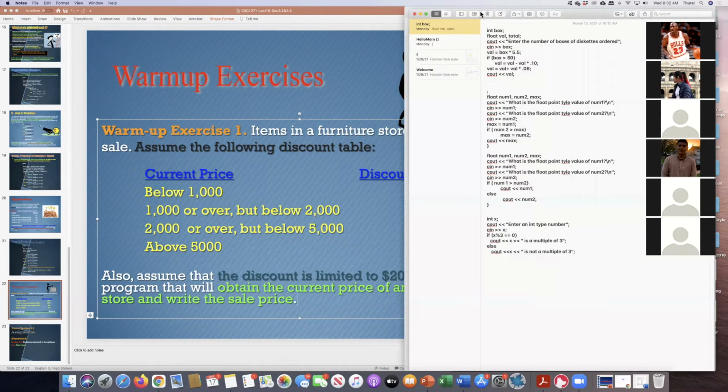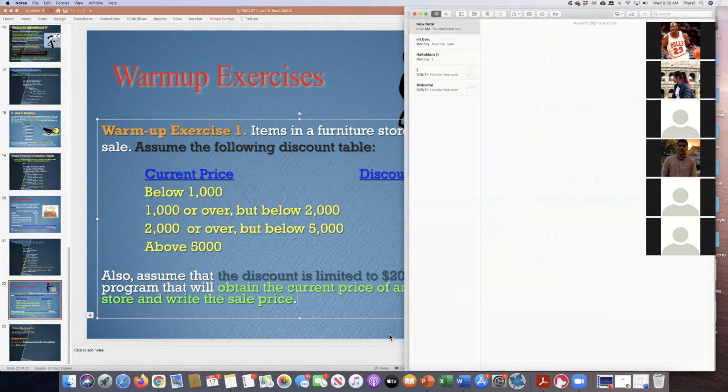Professor, I have a solution. I'm going to put it in the chat. Okay, let me see. Okay, I only see Kelvin's solution as the last one. And who is this sending another one?